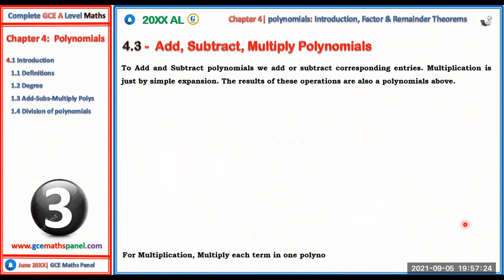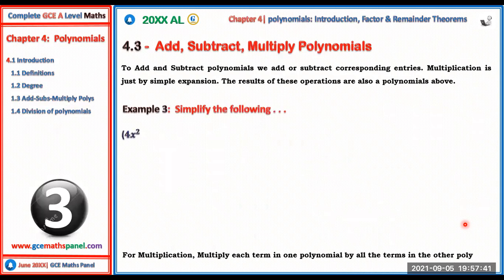For multiplication, we multiply each term in one polynomial by all the terms in the other polynomial, and then we simplify. Let's take this example. Simplify the following. So let's start with addition. We have 4x squared minus 9x plus 2. That's the first polynomial. Plus the second, which is 5 minus 8x minus x cubed.